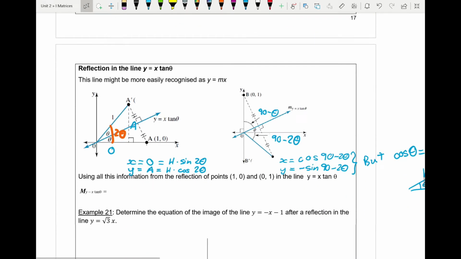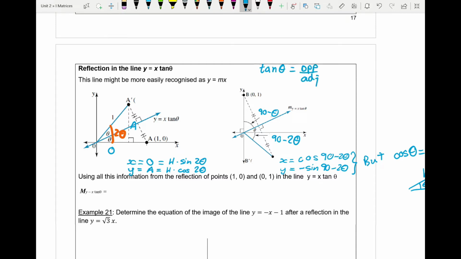Okay. Next is looking at a general case of reflection in the line y = x tan θ. You might recognize this more easily as y = mx, because tan θ is equal to opposite over adjacent.